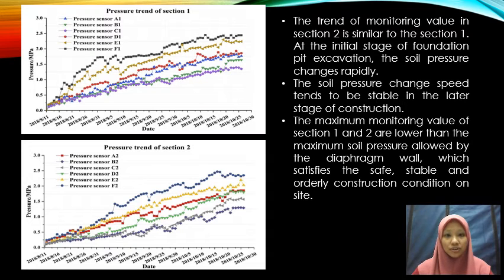This figure shows the result from the FBG sensor. The trend of monitoring value in section 2 is similar to section 1. At the initial stage of foundation pit excavation, the soil pressure changes rapidly. The soil pressure change speed tends to be stable in the latter stage of construction. The maximum monitoring values of sections 1 and 2 are lower than the maximum soil pressure allowed by the diaphragm wall, which certifies the safe, stable, and orderly construction condition on site.